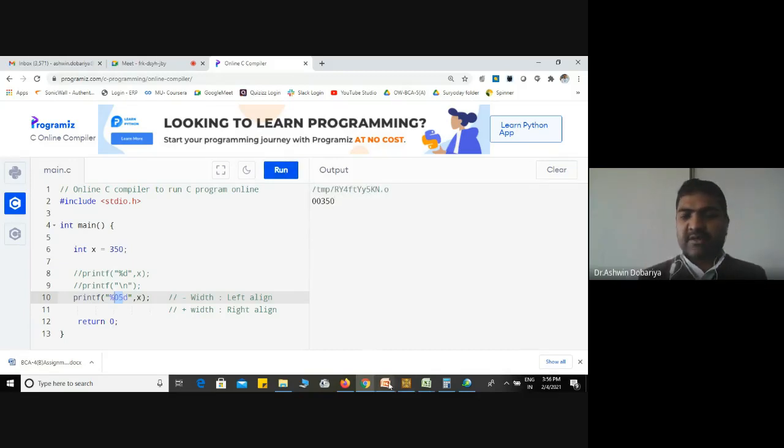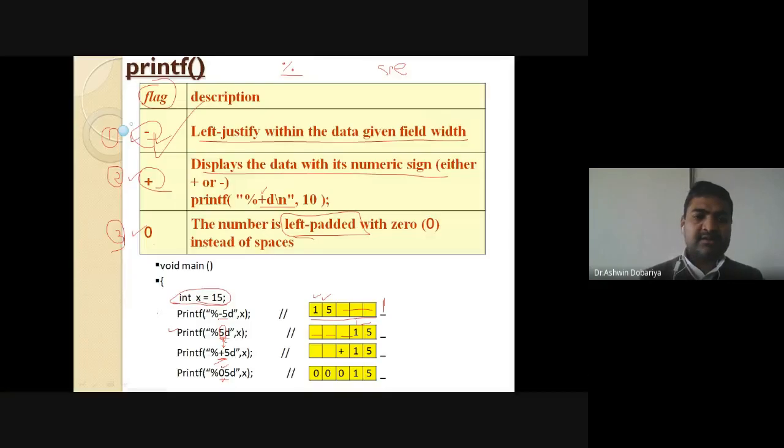So I had already given an example in the slide, so I think no need to write that. All of you understood this? It's a clear concept, printf.